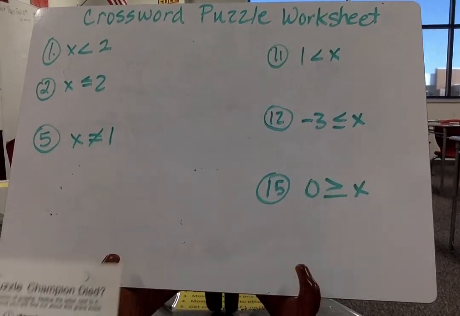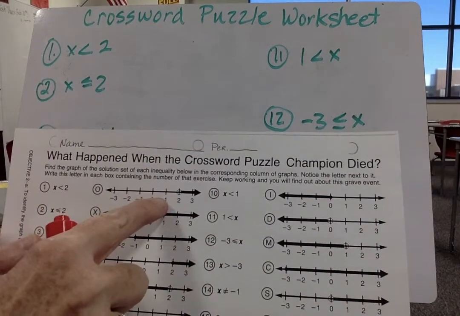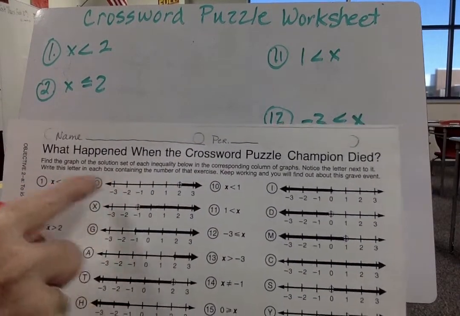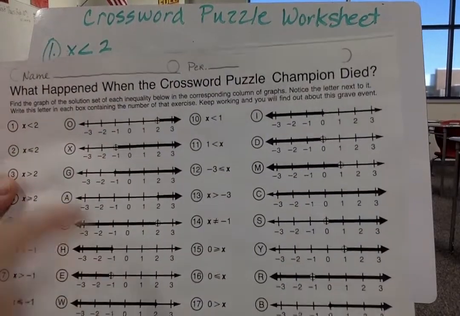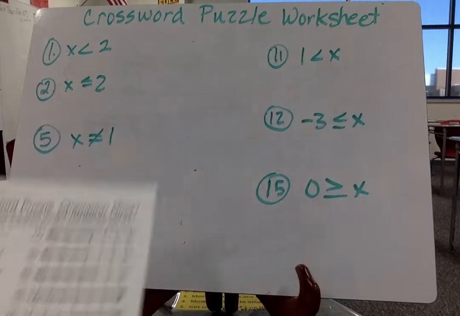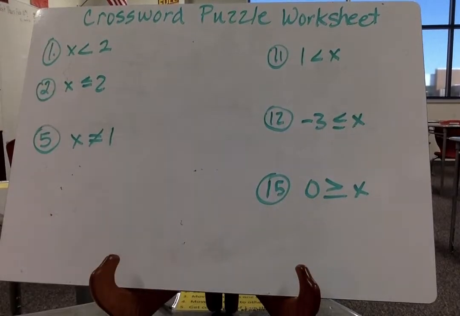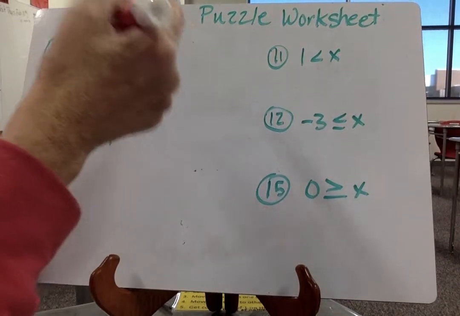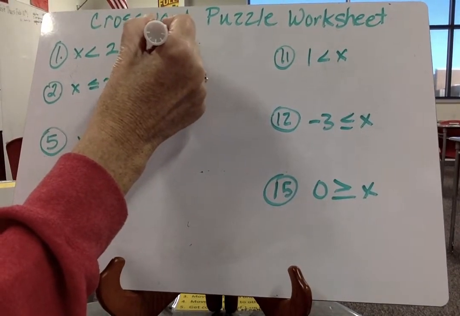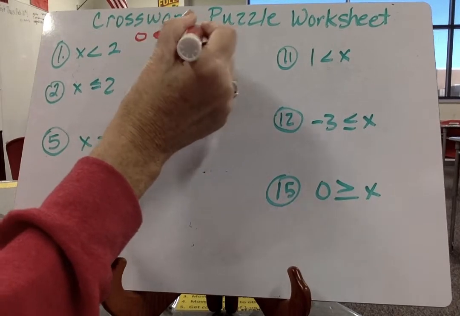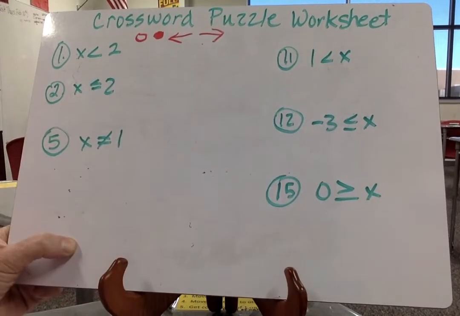Okay, now we're going to go ahead and do number 1. Now, O is straight across from number 1. This does not match this. We figure out what this is and see which one of these is going to match this, okay? So if I say X is less than 2, there are two things you need to decide: open or closed dot, and then the shading, whether it's left or right.